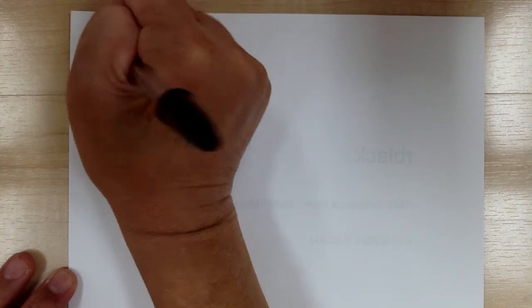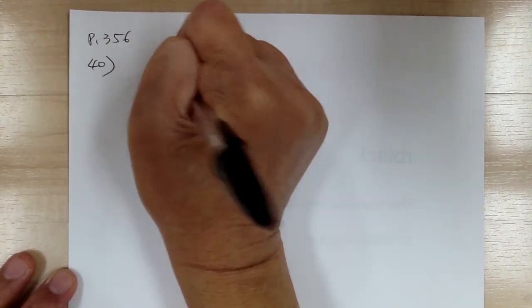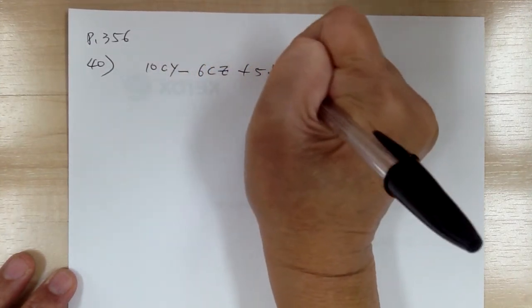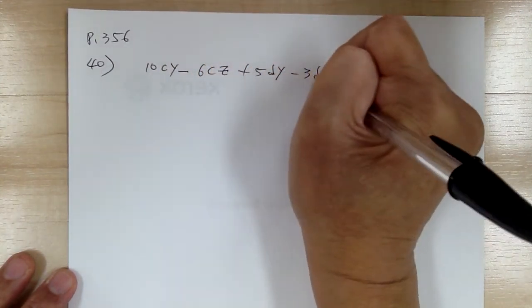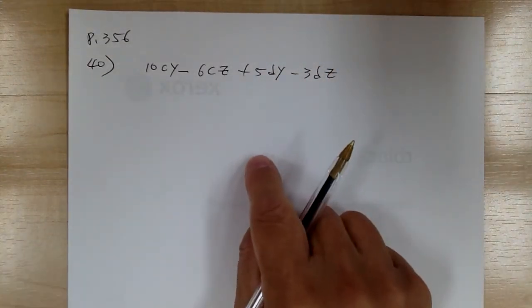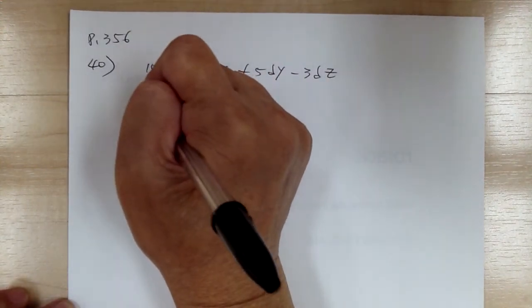Okay, next one. You got 10cy minus 6cz plus 5dy minus 3dz. So step one, common factor, cannot. So you go to step two. So this will be step 2c, grouping.